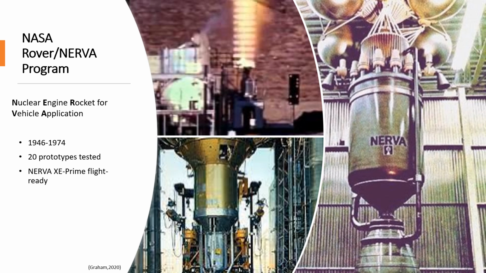One nuclear thermal rocket was deemed flight ready, that was called the NERVA XE Prime. That NERVA XE Prime was thought at the time that it could possibly go onto an Apollo mission. But due to lack of government interest at the time and other political issues going on, that never came about.